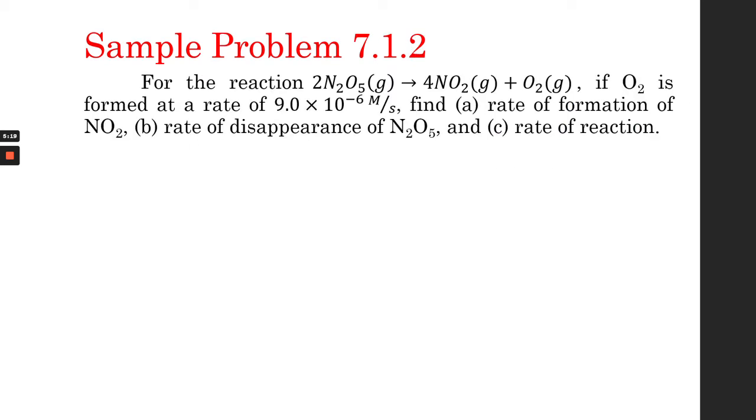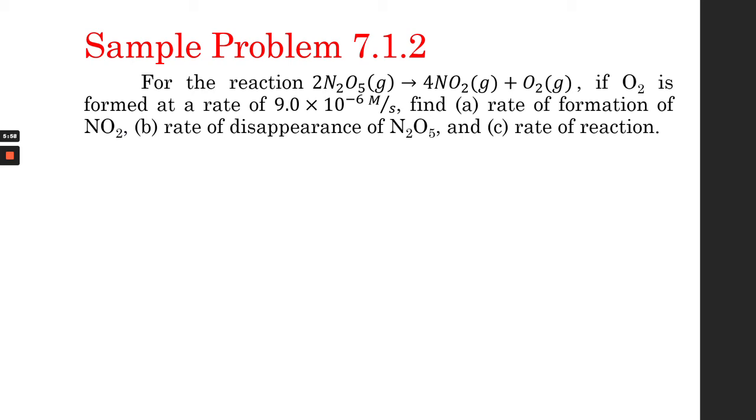Let's try this example. We go back to the chemical equation that we had earlier. We have 2 moles of N2O5 gas as our reactant, and it decomposes to 4 moles of NO2 gas and 1 mole of oxygen gas. If O2 is formed at a rate of 9.0 times 10 raised to negative 6 moles per second: A, find the rate of formation of NO2. B, find the rate of disappearance of N2O5. And C, find the rate of reaction.